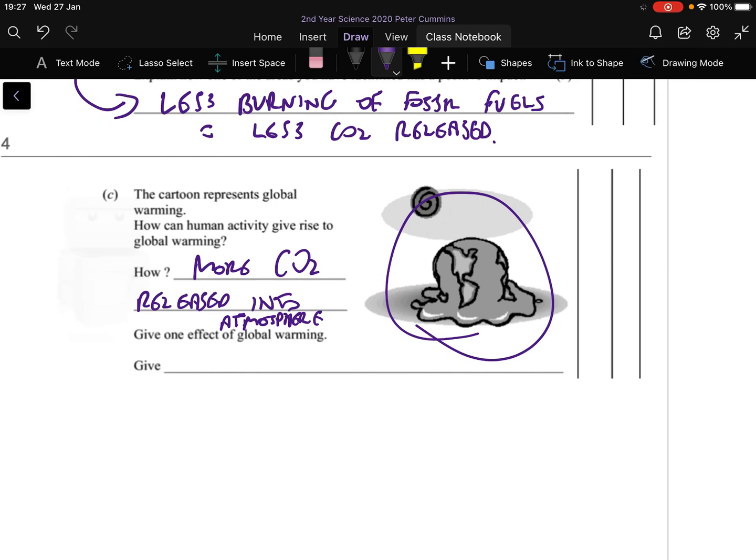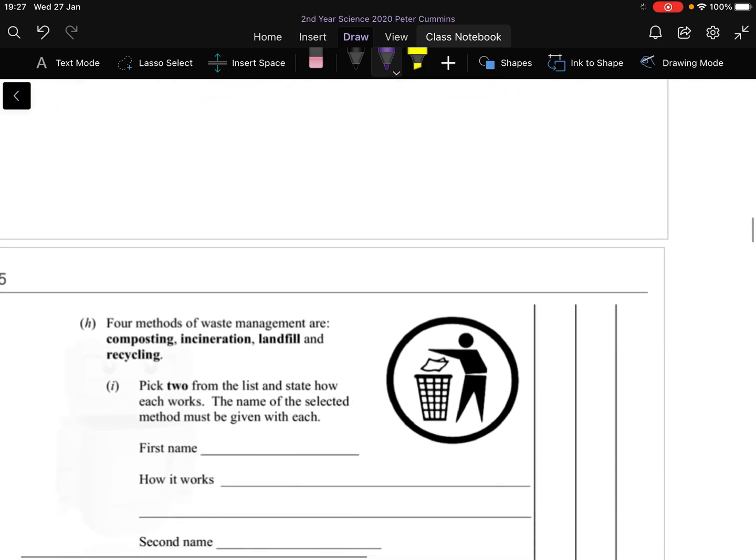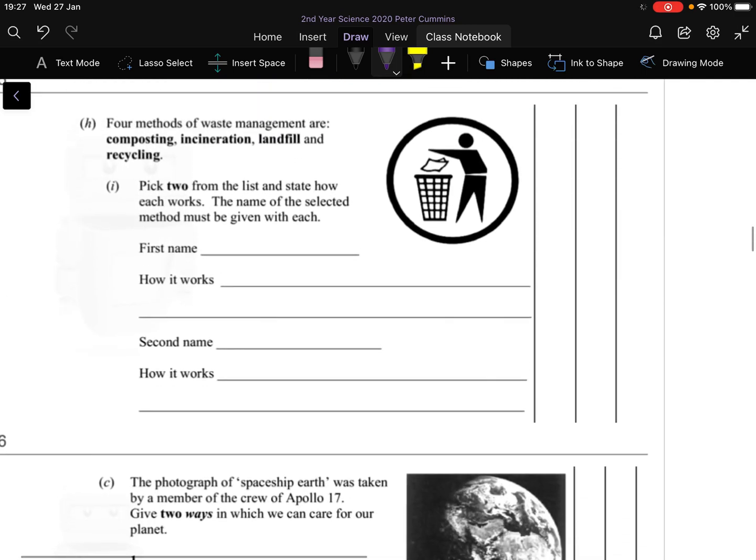One effect of global warming. So actual effect, how do we feel global warming? You could say more storms. You could say it gives rise to tsunamis. The first one that comes into my mind is rising sea levels. So there's lots of them. Again, don't try to overcomplicate these.